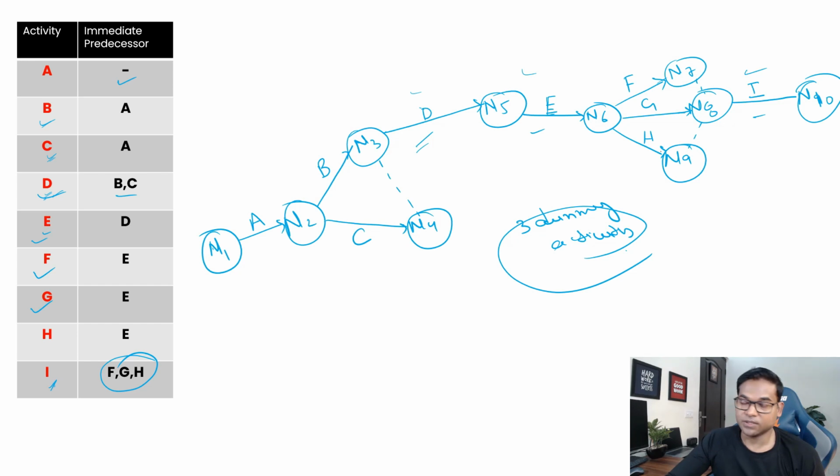So in case you have a multiple choice question, you can immediately find the correct answer, or at least remove the wrong answers from the choices. So this is how you utilize a dummy activity to draw your network. And then after drawing the network, you can simply follow the same process we followed earlier: put in the durations, find your early start and late completion through forward pass and backward pass, and then find the critical path and project duration. So this is how you utilize a dummy activity to draw a network and then solve the critical path method solution.